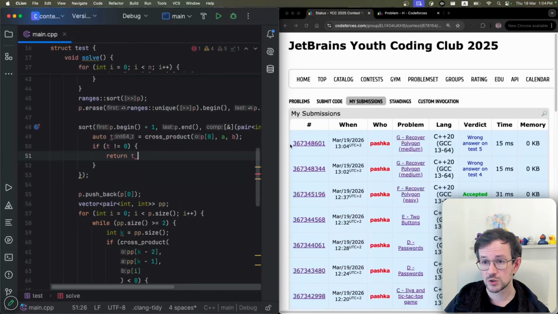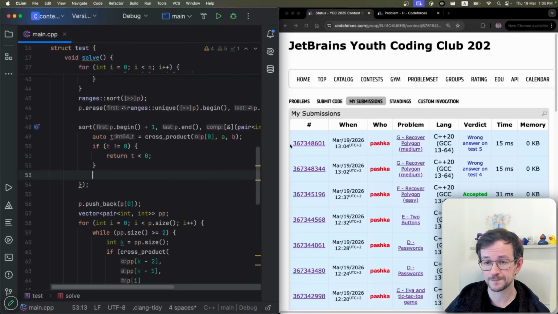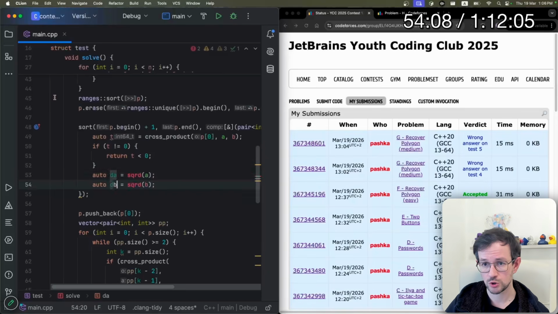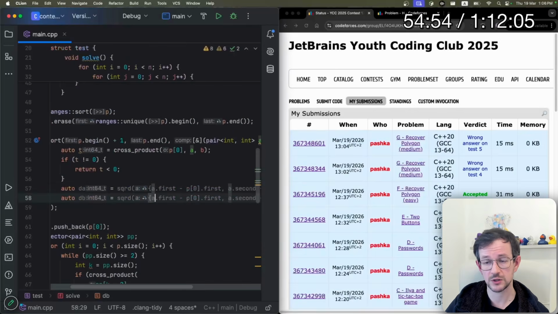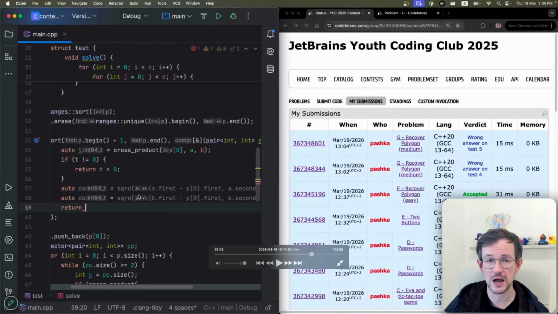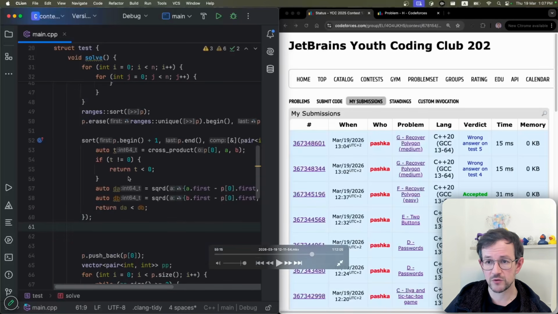Let's see. So here, what I need to do, I need to sort not only by angle, but also by distance. So if the angle is the same, if the cross product is 0, I sort by distance. I need a distance function. Again, that's what you normally have in your geometry library, yes? I sort by angle and then sort by distance.